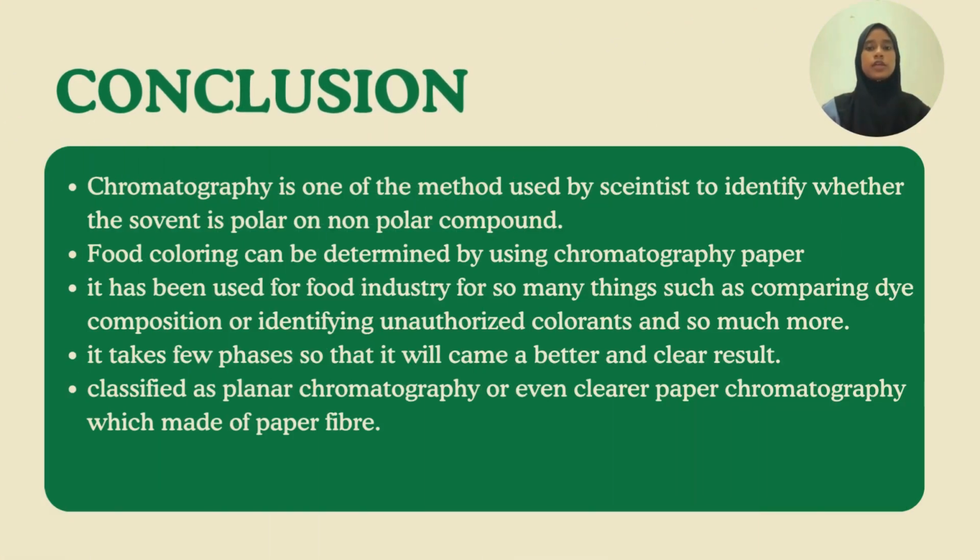So to conclude, chromatography is one of the methods used by scientists to identify whether a compound is polar or non-polar. Food coloring can be determined by using chromatography paper. It has been used in the food industry for many things, such as comparing dye positions or identifying unauthorized colorants, and much more. It is classified as planar chromatography, or more clearly paper chromatography, which is made of paper fiber.